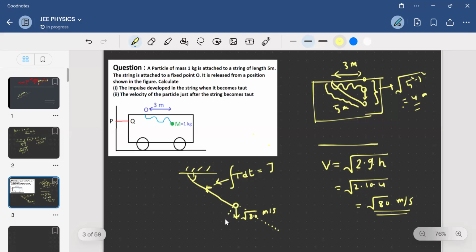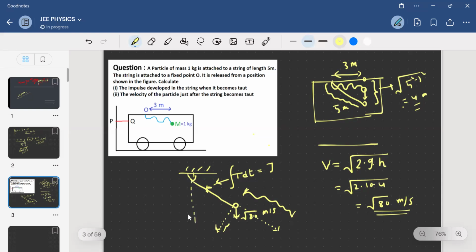One is along the string and one is perpendicular to the string. So this along-the-string component will be consumed due to the impulse developed. So the only velocity that will remain is this perpendicular component of the velocity.